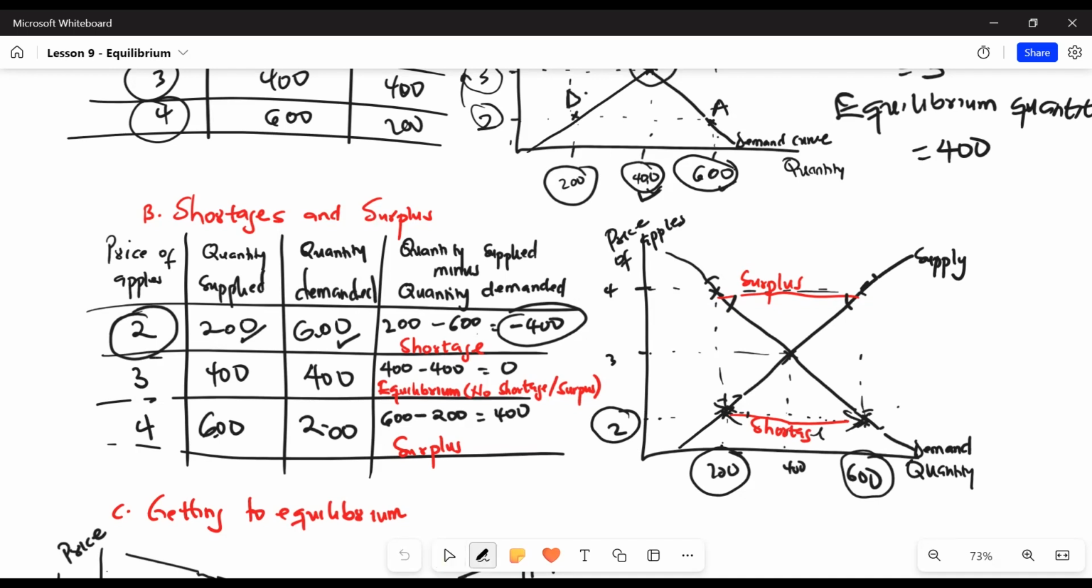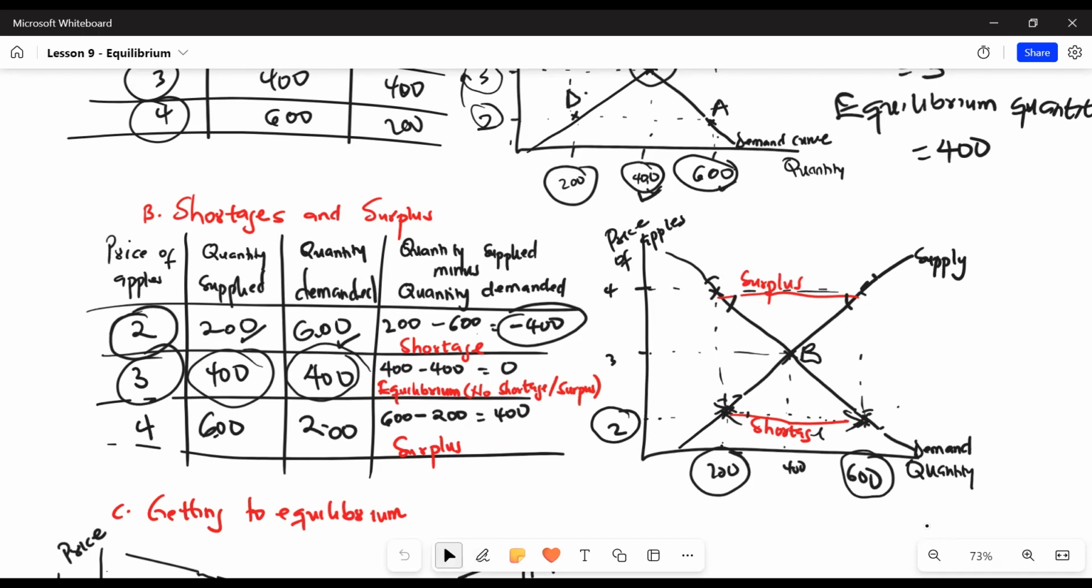When price equals 3, quantity supplied is 400 and quantity demanded is 400. At this point, supply is equal to demand, which is the point of equilibrium. There is no shortage or surplus. On our curve, this is represented by point B.